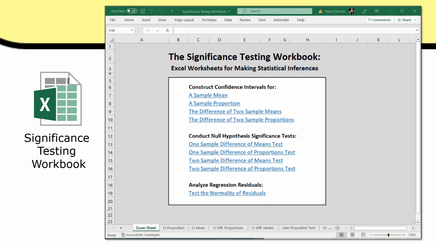Here we're looking at the cover page of the Significance Testing Workbook. This workbook is a collection of 9 worksheets we made to help students do things like construct confidence intervals for sample statistics, conduct null hypothesis significance tests, and analyze the normality of regression residuals. We made this workbook to really simplify as much as possible these techniques of political analysis.